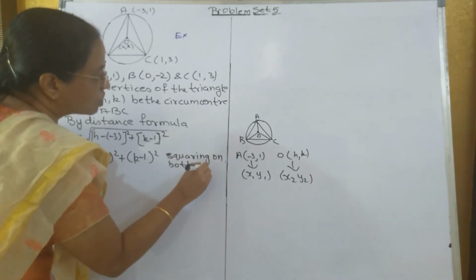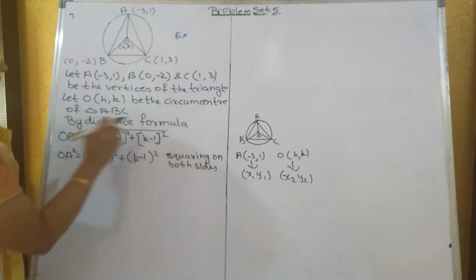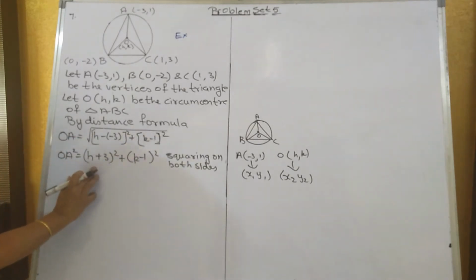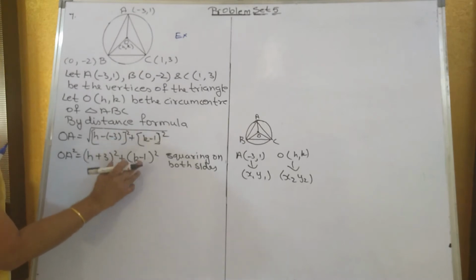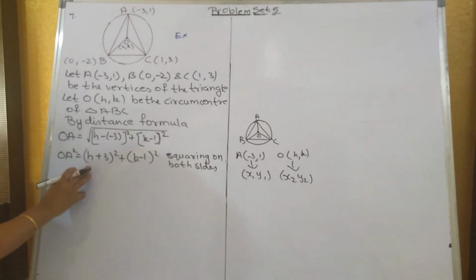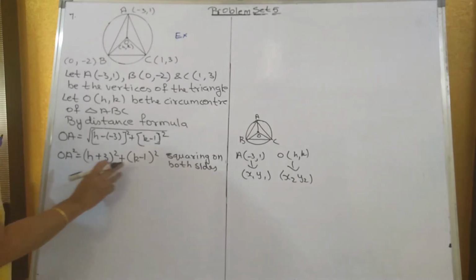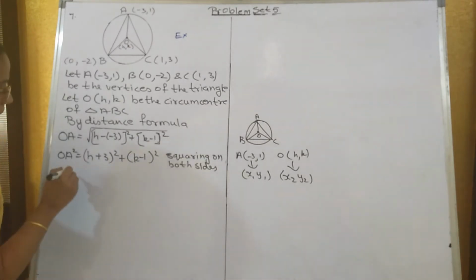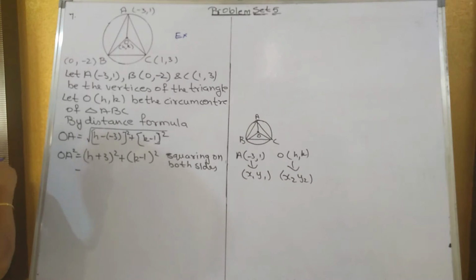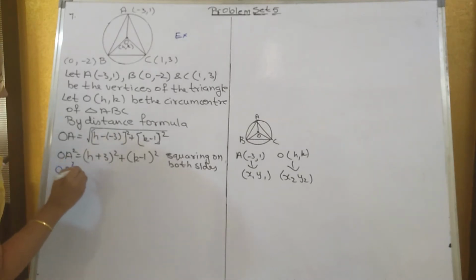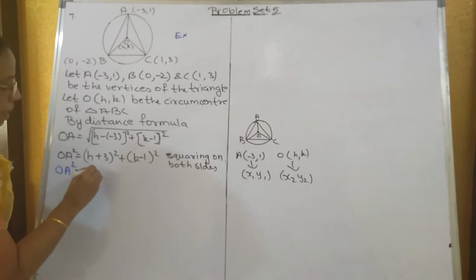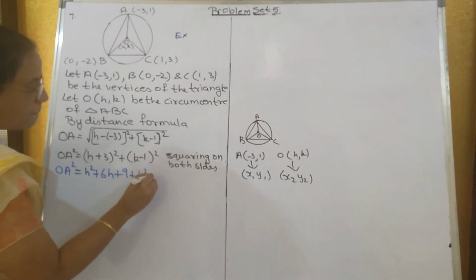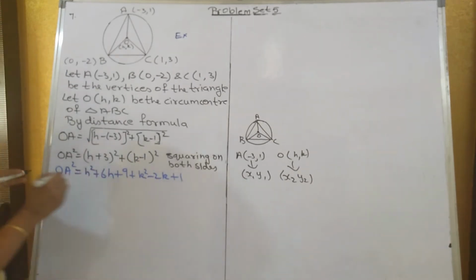So why we have squared on both sides? In order to remove the root sign. ये root sign निकालने के लिए मैंने दोनों साइड स्क्वायर किया तो root sign निकल जाता है. अब इसमें a plus b the whole square का फॉर्मूला डालने का और इसमें a minus b the whole square का फॉर्मूला डालने का. a plus b the whole square का फॉर्मूला क्या है? a square plus 2ab plus b square. और a minus b the whole square का फॉर्मूला क्या है? a square minus 2ab plus b square. तो ये फॉर्मूला डालने का. So OA square is equal to h square plus 6h plus 9. Now this one, k square minus 2k plus 1. So this is your OA square.